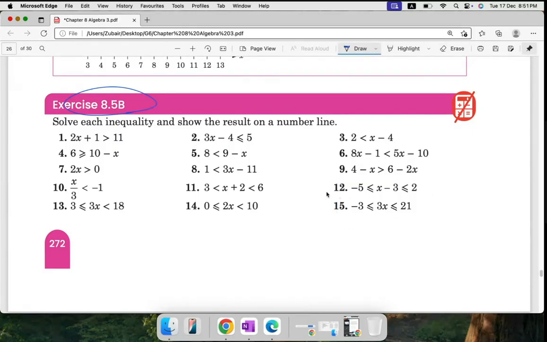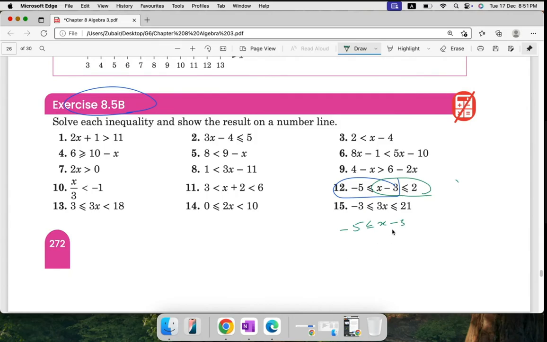If I look at question number 12, what is the common mistake? Students would write it like this. That is wrong. This is one complete inequality, and then this is the other complete inequality between the two signs. So I would write minus 5 is less than or equal to x minus 3 and solve this.